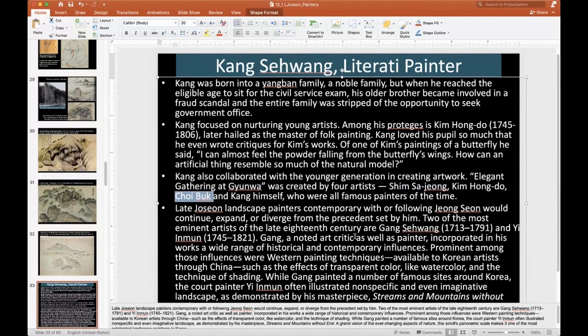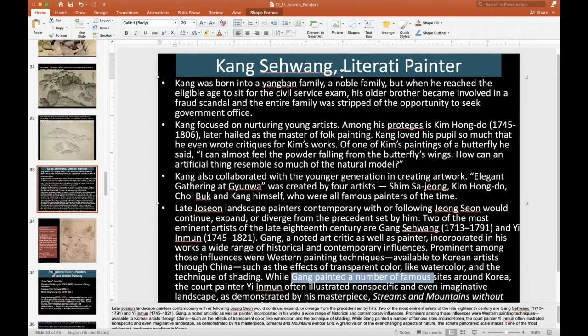Kang Se-hwang was an intellectual figure, and he was also an art critic and a painter. He disseminated Western painting texts, and he also painted famous sceneries. So anyhow, I want you to pay a little bit more attention to Kang Se-hwang.